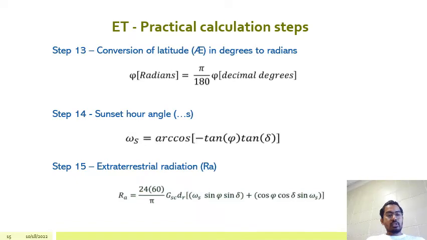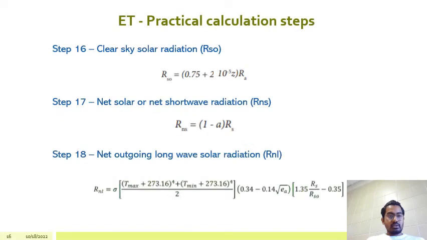And for step 15, extraterrestrial radiation, which is RA. And for step 16, the clear sky solar radiation, RSO. And step 17 is the net solar or net shortwave radiation, RNS, which is deducting: 1 minus A into RS. And step 18, which is net outgoing longwave solar radiation, which is RNL.